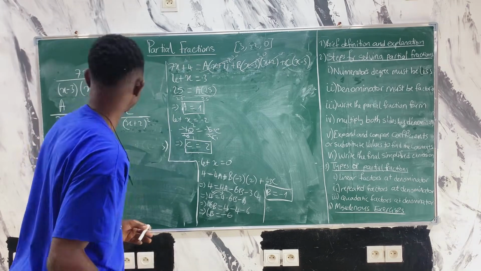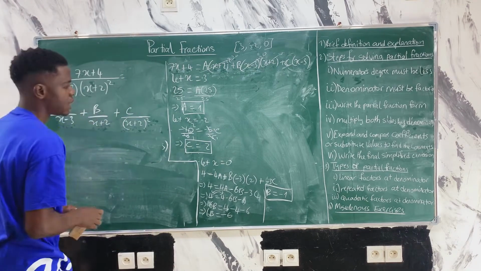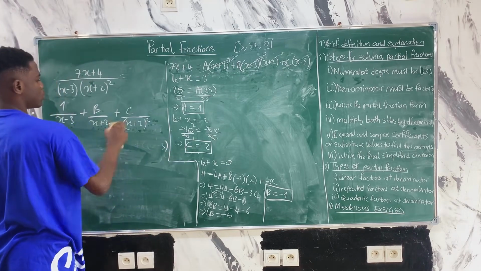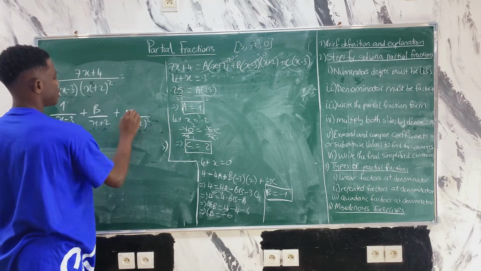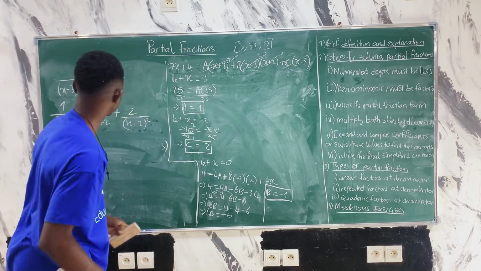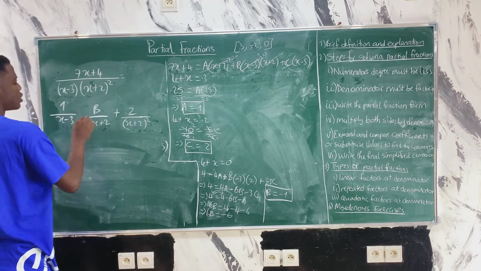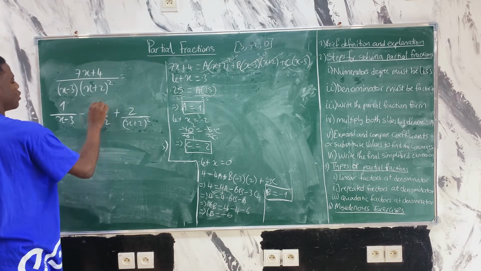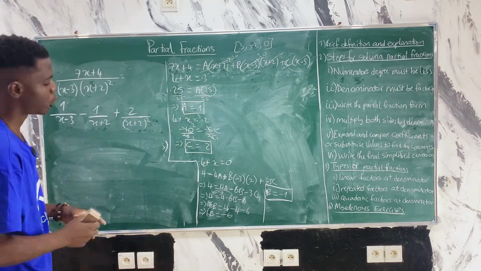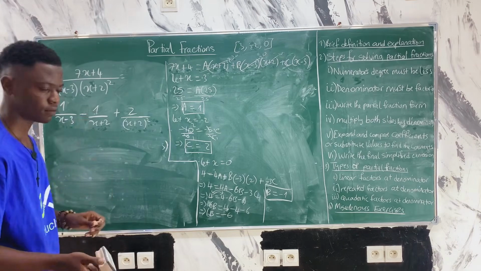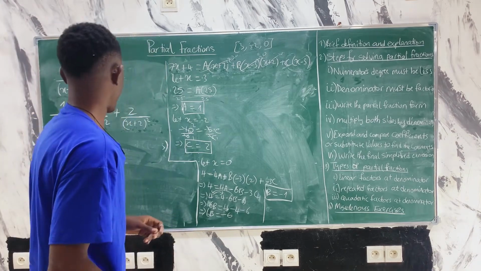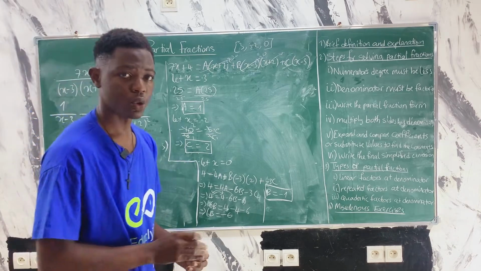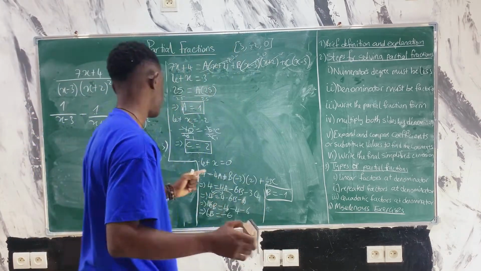To put my final answer, I've had my a to be 1. This is 1. My c is 2, I replace it as 2. And my b is minus 1, so I change this sign to minus, and I put my b as 1. Because b is minus 1, I put minus 1. And that is all about solving the repeated factors. So we are going to do another example, the repeated factors again.